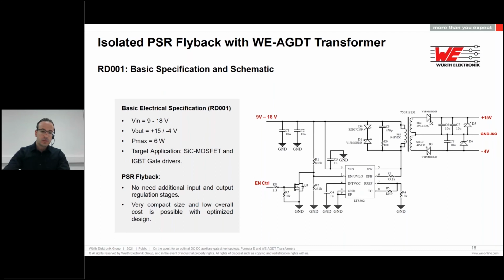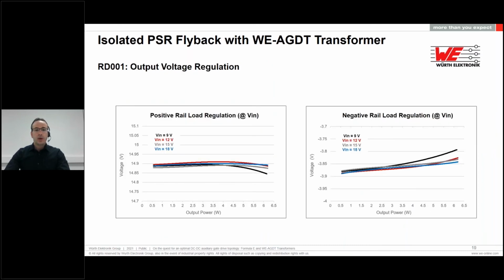And here we can see the output regulation of the positive rail on the left and the negative rail on the right. Regarding the positive rail, we can see a regulation of around 1% for the full input voltage range, and for the negative rail, around 2.5%.